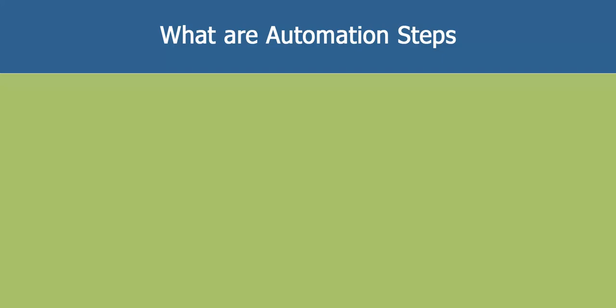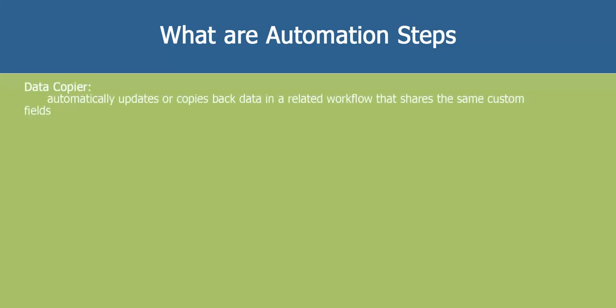There are four types of workflow automations: data copier, wait on workflow, workflow launcher, and form filler. The data copier automation step automatically updates or copies back data in a related workflow that shares the same custom fields.